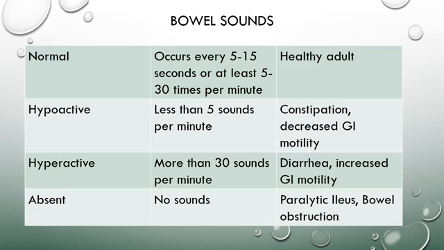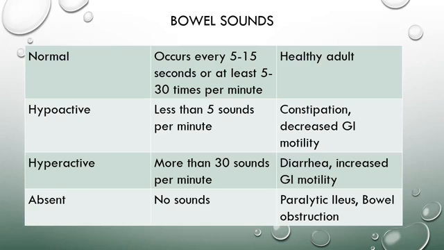And if you just listen to their belly, you can hear these clicks and gurgling sounds. Normal bowel sounds occur every 5 to 15 seconds, or at least 5 to 30 times per minute, in a healthy adult. So bowel sounds can be normal, or they could be hypoactive, hyperactive, or absent.